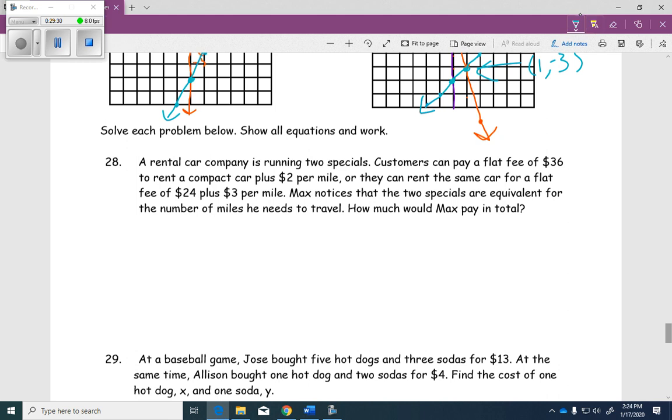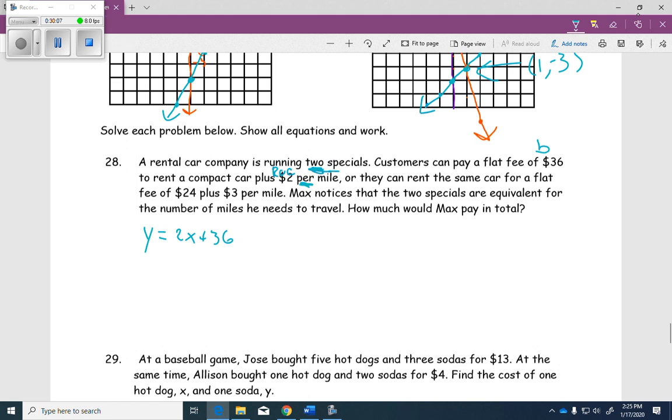Some word problems. A rental car company is running 2 specials. That's probably a hint right there that there's 2 equations, but let's keep reading. Customers can pay a flat fee. Ooh, that's a y-intercept. A flat fee of $36 to rent a compact car plus $2 per mile. Oh, that's a hint that this is a rate of change. I'm going to write that first equation. Y equals 2x plus 36.